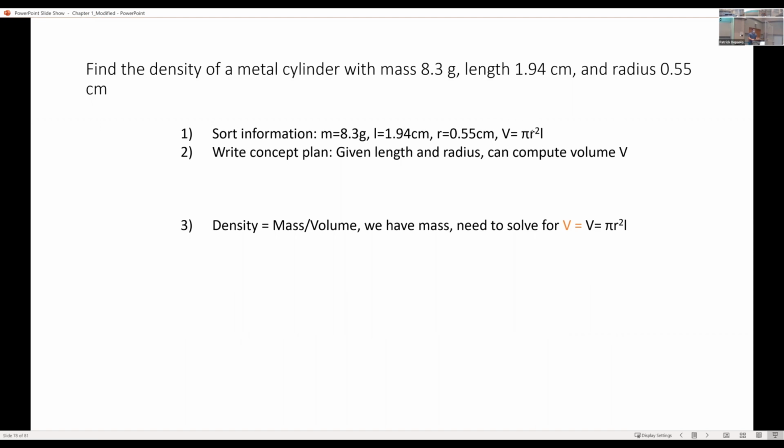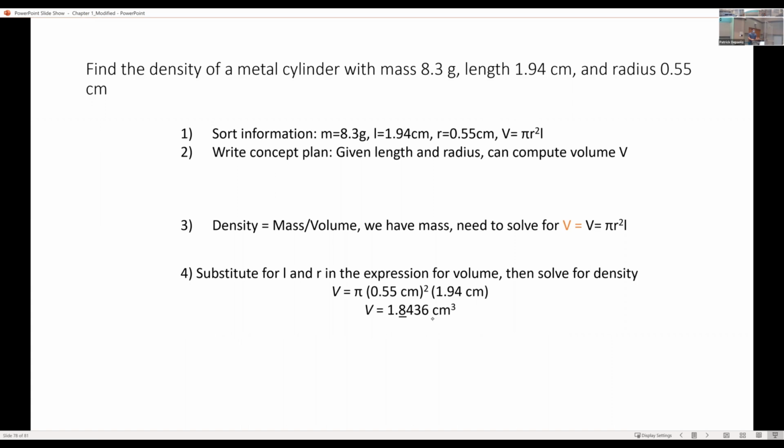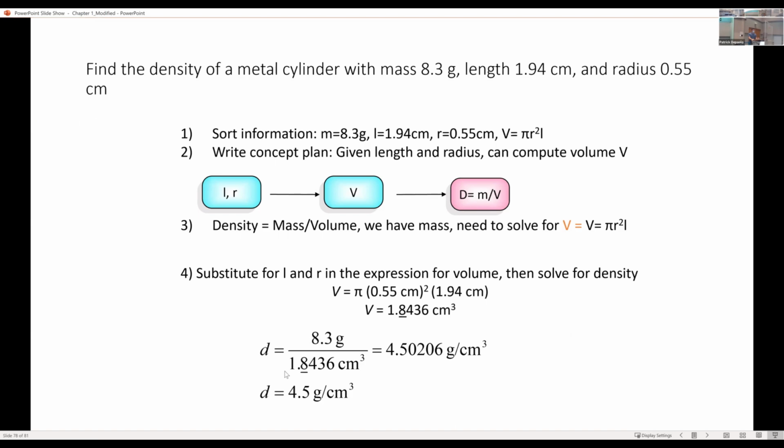Multiply all those together, and you get 1.84 centimeters cubed. Since this is an intermediate step, you want to have the correct number of sig figs. That was a good question that you asked online: how many sig figs should we use? The answer is 2, because our grams and our radius have 2. So the volume here would be 1.8 centimeters cubed. Then you take the mass, 8.3, divided by 1.8, and you get 4.5, and your answer should be 4.5.